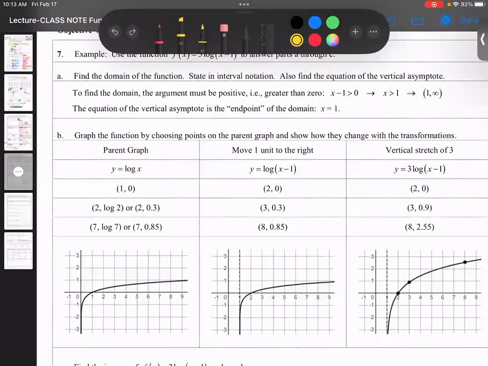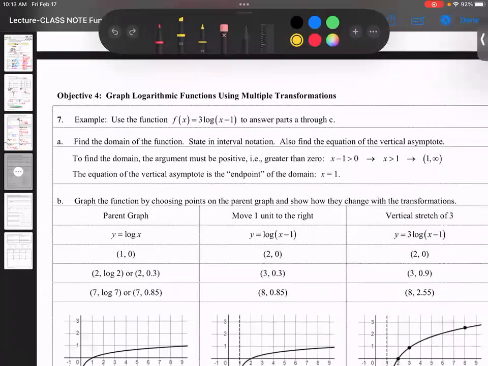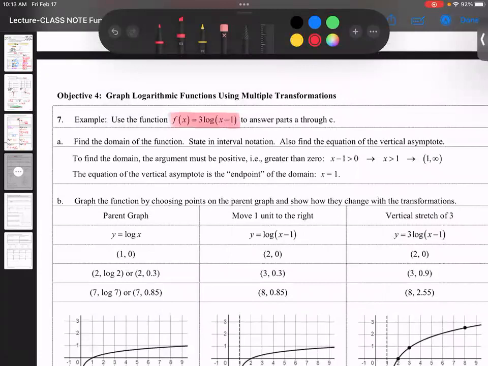Okay, so here is a transformation for number 7. They have 3 parts here, A, B, C. I'll explain to you one step at a time. So say I start out with this function, f of x or y equal 3 times log of x minus 1. It's going to be log base 10 here. How do I graph this? Well, you're going to start out with the basic log, right? The parent graph, which is y equal log of x.